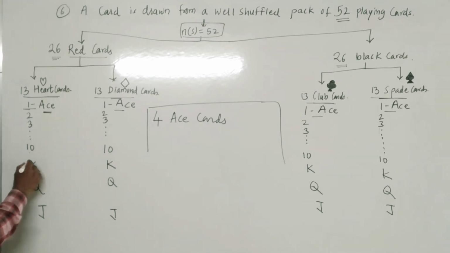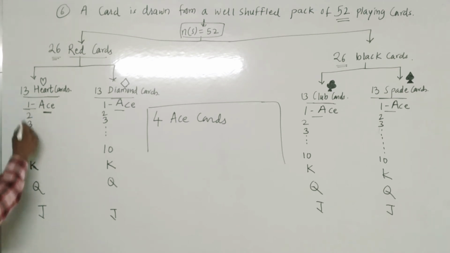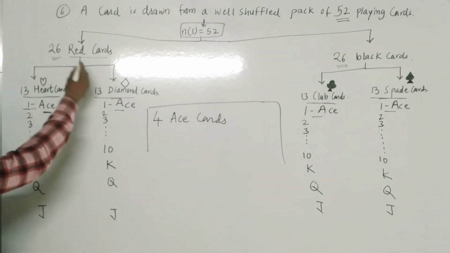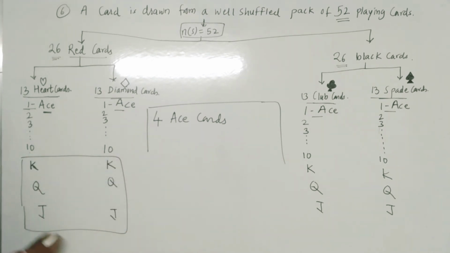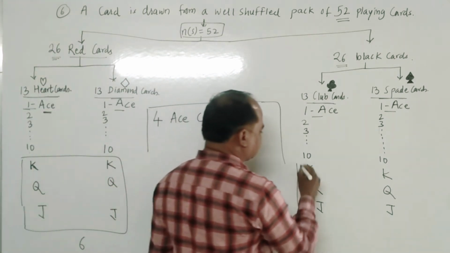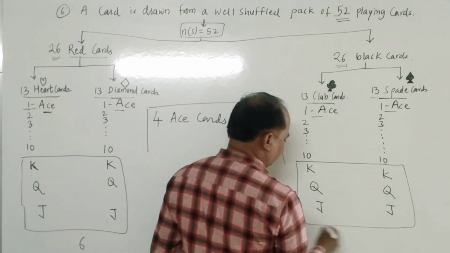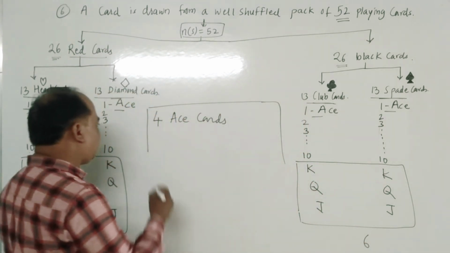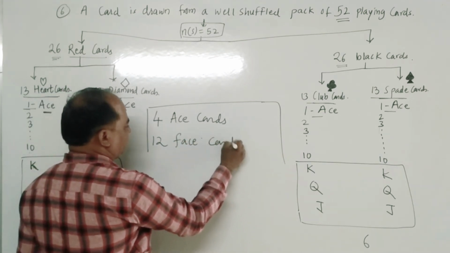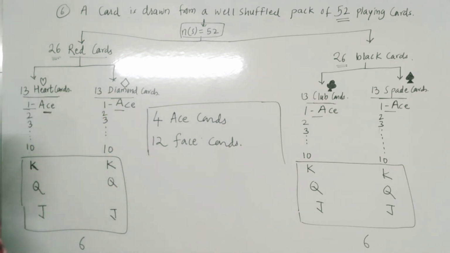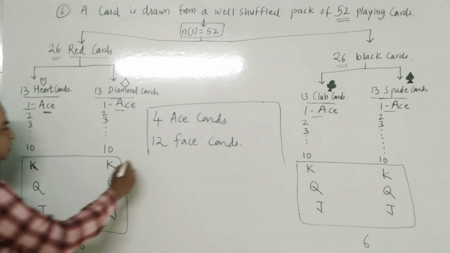Then the face cards, that is king, queen, and jack. So of each suit there are 3 cards. So red color, in all there are 6 face cards. Similarly, 6 face cards of black color. So in all there are 12 face cards.